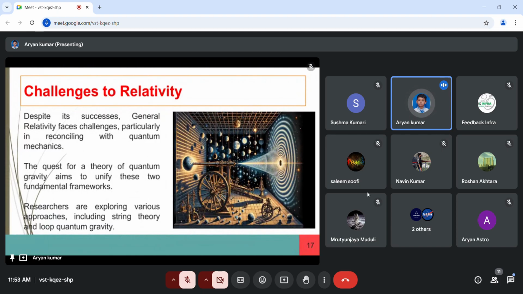Despite its success, general relativity faces challenges, particularly in reconciling with quantum mechanics. The quest for a quantum gravity aims to unify these fundamental frameworks. Researchers are exploring various approaches, including string theory and loop quantum gravity.